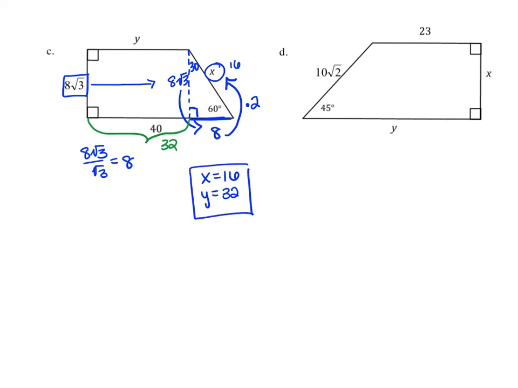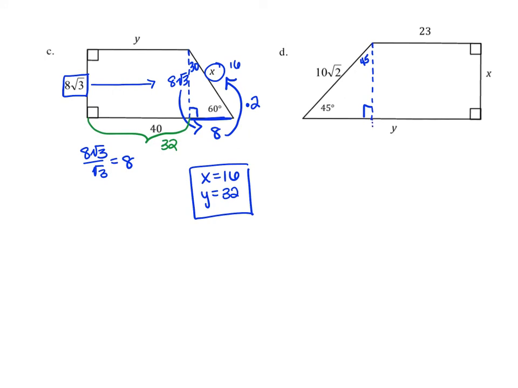Okay, for letter D, we still have a rectangle and a triangle. So let's draw this triangle. We have a 90 degrees. And then this one says 45, so that means that the top angle right here is going to be 45. So let's look at where all of our variables are. We have an x here and a y there. So let's just label some stuff that I already know.